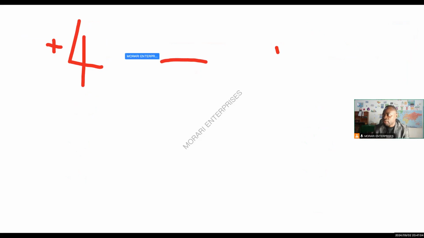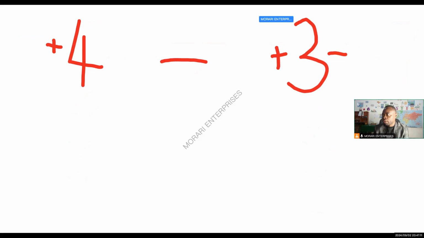Let's go to the next one. Let's take positive 4 minus positive 3. Positive 4 minus positive 3. Let's see what our answer will be. Now again, like before, we have 4 positive.